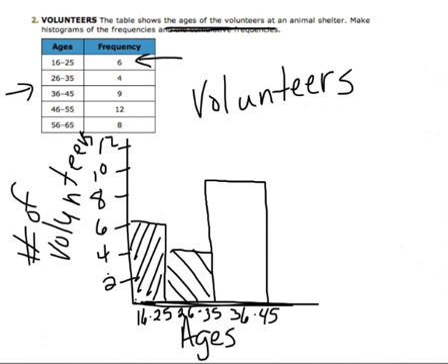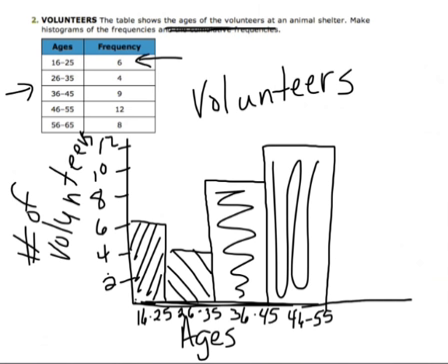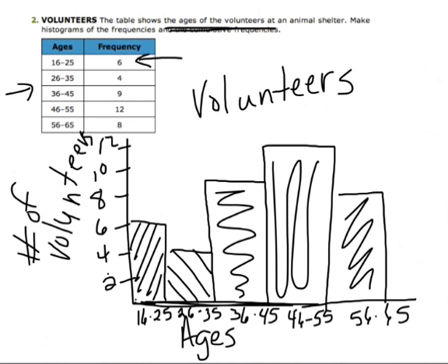Just doing the best that I can, guesstimating about where they should be. 46 to 55, I have 12. Extending my axis on out. And then I have 56 to 65, and that has 8. And then you have your histogram. Again, you've got to remember, label the axes. Make sure you do even numbers up here, and then you have your intervals, and give it a title.